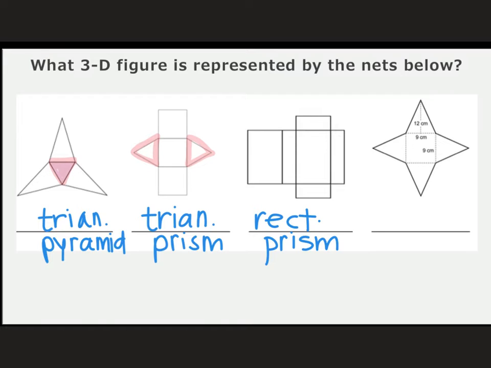Last but not least, here I have 1 rectangle, or in this case a square, and 4 triangles. So I know that rectangle or square has to be my base. And since there's only one of them, this is a pyramid. Another way I know it's a pyramid is all of my sides are triangles. So has to be a pyramid there.